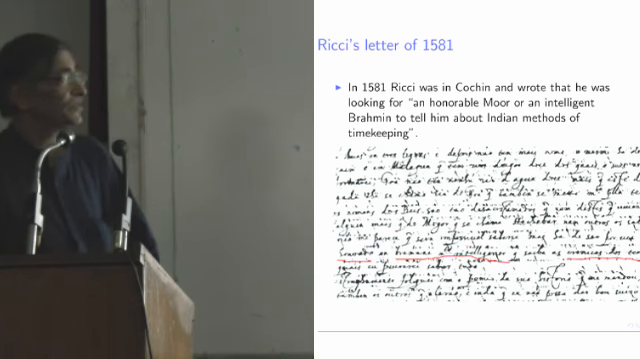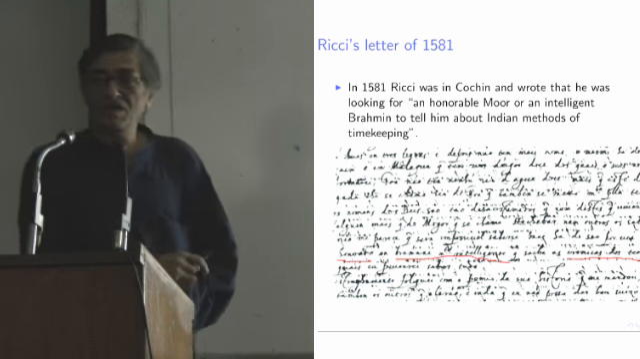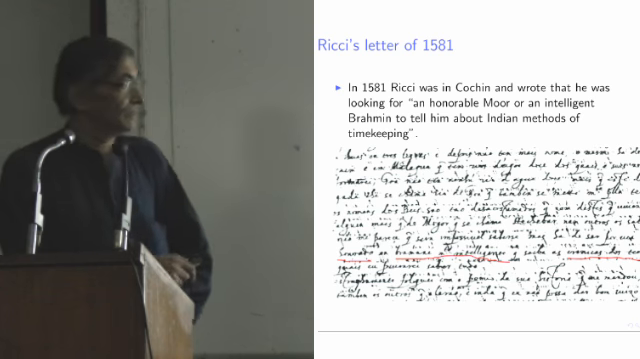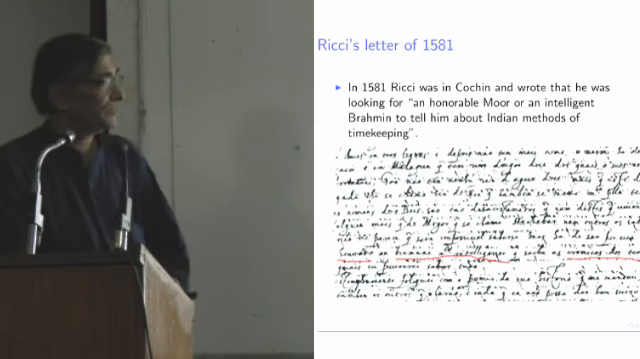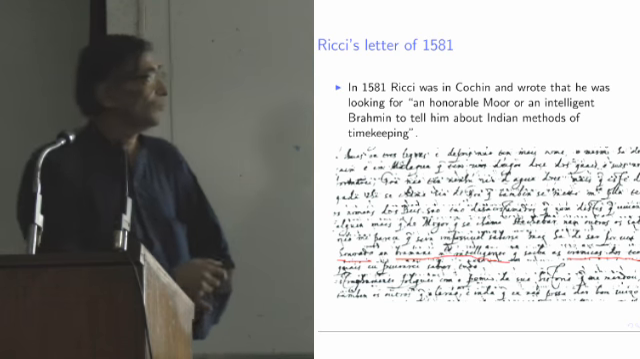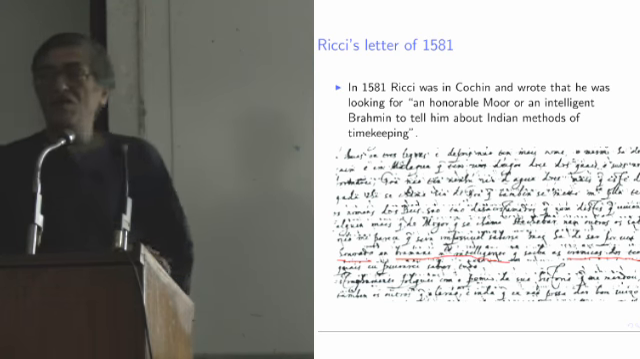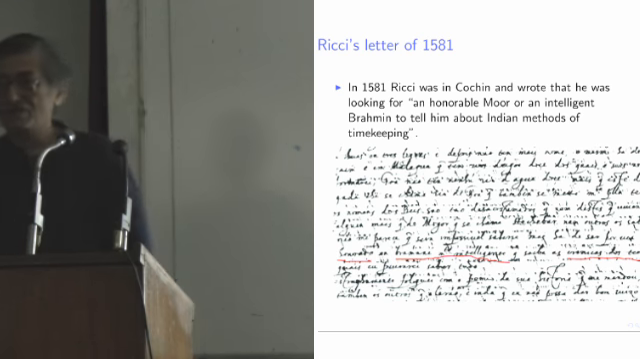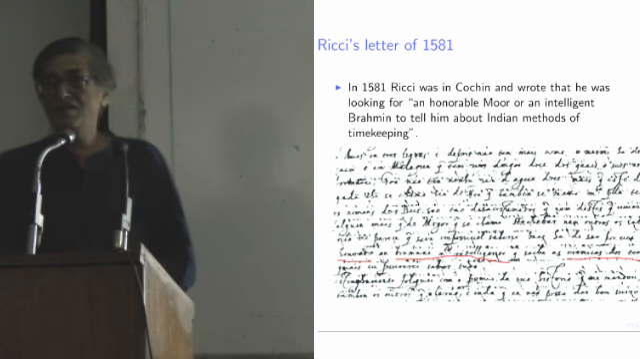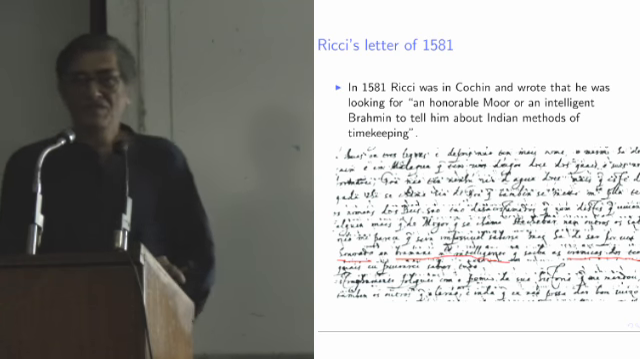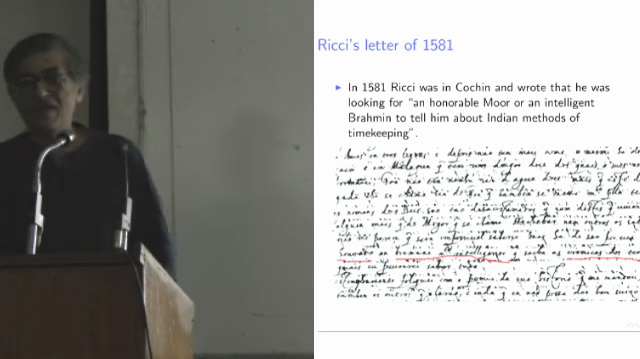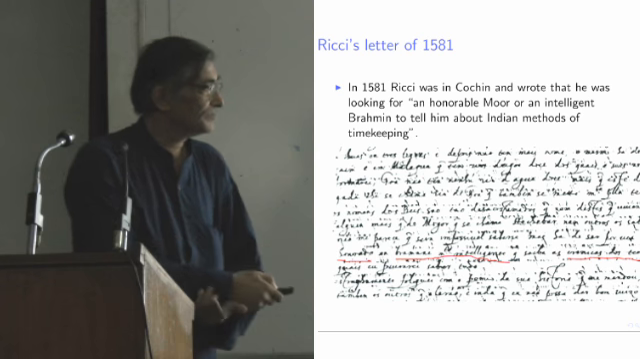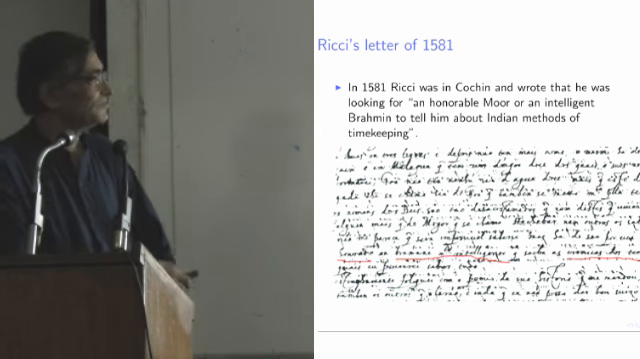So here is the primary source. Matteo Ricci, who was the favorite student of Christoph Clavius, who carried out the Gregorian reform. This is his handwritten source. As you can see, he mentions here that he is looking for an honorable Brahmin or an intelligent Brahmin to tell him about Indian methods of timekeeping. Difficult to get these sources because the Jesuit library in Rome is closed. They don't give you everything. And in the Vatican, if you want it, it's very expensive. Anyway, I bought it. Cost a lot of money. So here.